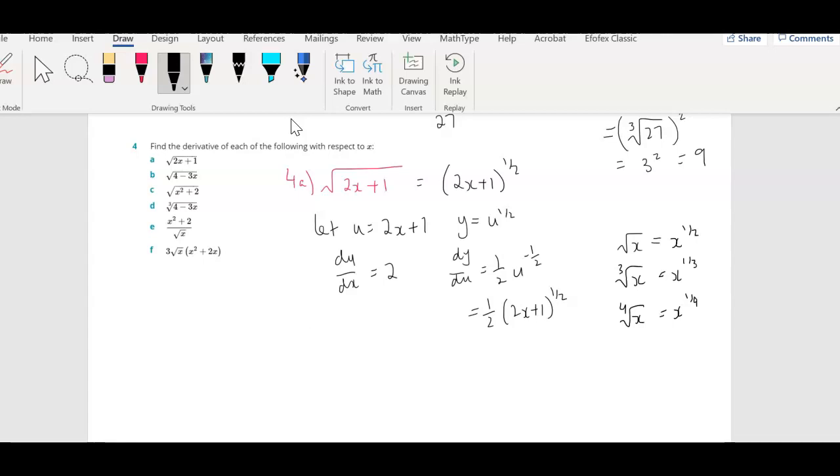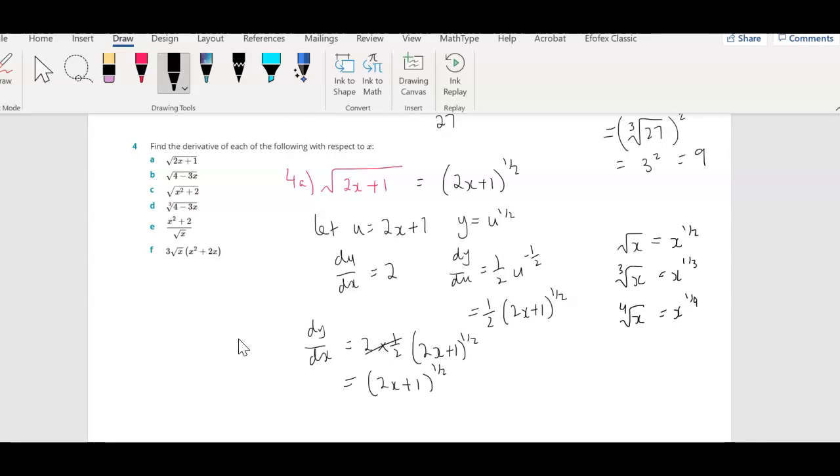All right, so dy/dx, we just multiply. So we're going to have 2 times a half. I might actually write it here, but I know that actually just cancels out. And then we've got (2x + 1) to the power of negative a half. So 2 times a half is 1. So then we're left with (2x + 1) to the power of negative a half.